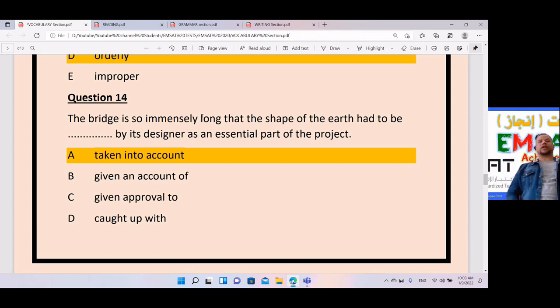Question 14, the bridge is so immensely long that the shape of the earth had to be, followed by a past participle. So which one? I have all the choices about past participles: taken, given, quoted. Taken into account means considered, taken into consideration, to pay attention by its designer as an essential part of the project. Taken into account means take into consideration.